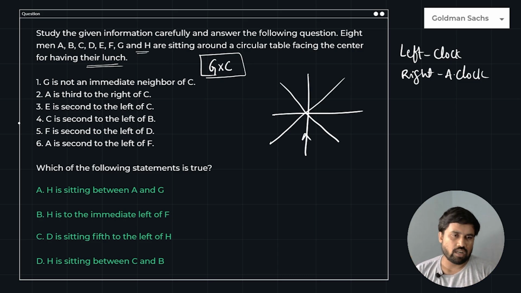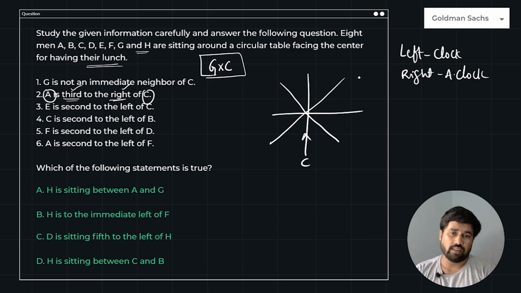Okay, so just start with the second one. A is third to the right of C. See guys, here A's position depends on C, and third right is nothing but direction given as well as position given. So it is a direct statement. You can start your answer. So C I got fixed, and third right means counterclockwise or anti-clockwise third position.